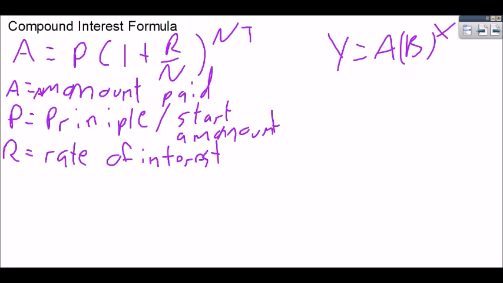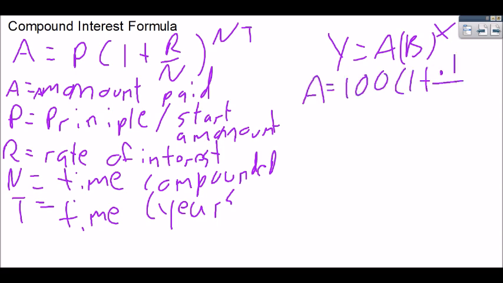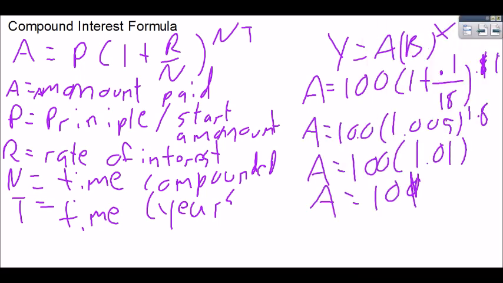So if they say, hey, we're going to invest your money, you're going to get an interest every week. Do you want us to reinvest? So that'd be 52. And then T is time, and we generally talk about compound interest in the form of years. So let's say we're going to put $100 in the bank. And the growth rate of that bank is 0.1%, and you're going to do it for 18 years. So if you were to put in $100 at 0.1%, you would get $101 18 years later.